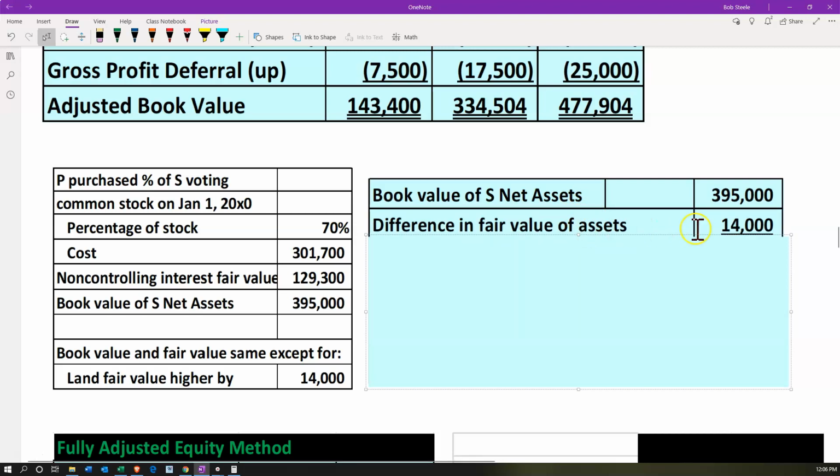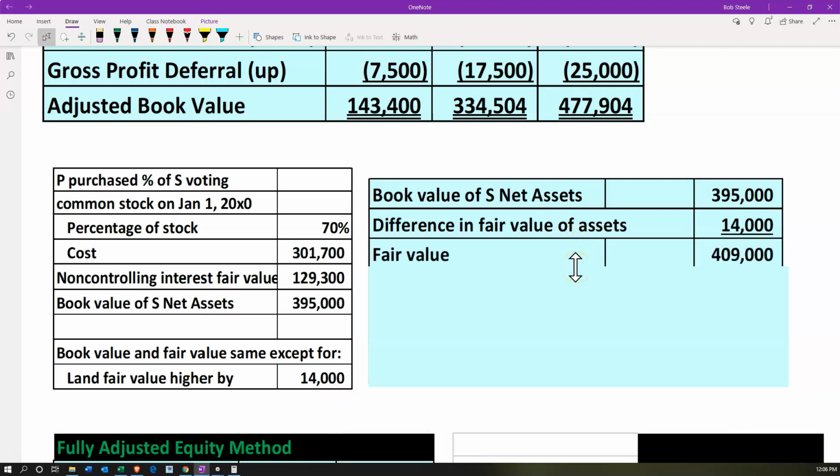Then we said there was an increase of 14,000 due to land, which had a larger fair value than what was on the books. Notice it's not a depreciable asset, so we don't have to deal with depreciation for this problem, which is nice. That means the fair value at the point in time of purchase, 2000X0, was 409,000.